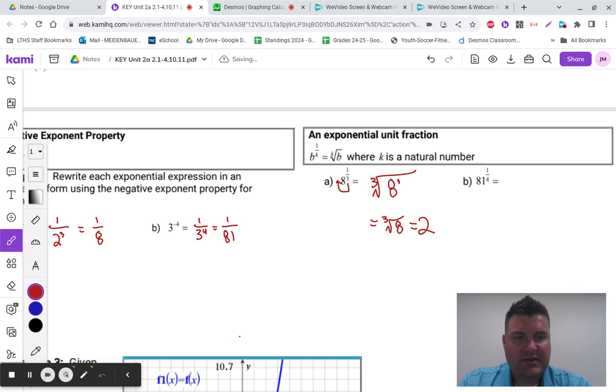Next one, take that 4, move it out front. This is going to become the 4th root of 81. Does anybody know the 4th root of 81? Just did that on part B from previously. It's 3. That's going to wrap up our video here.